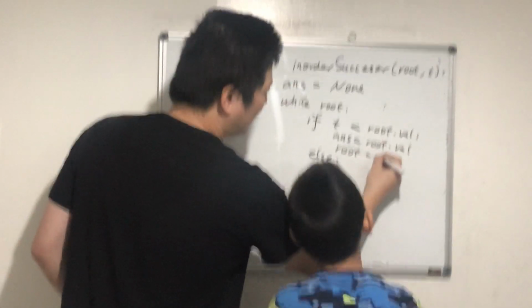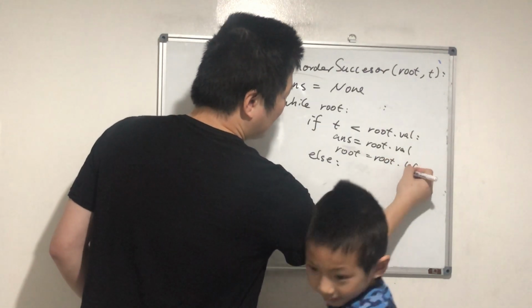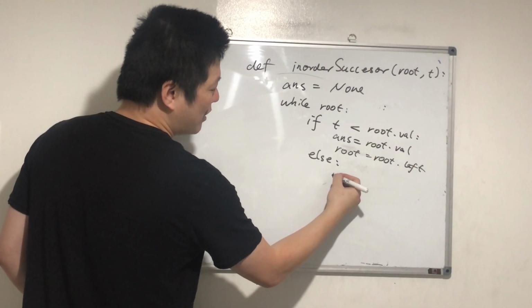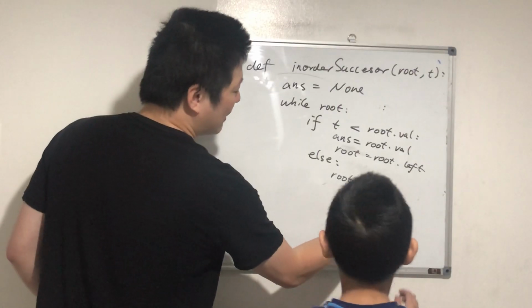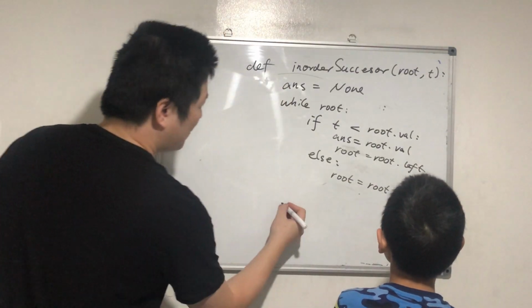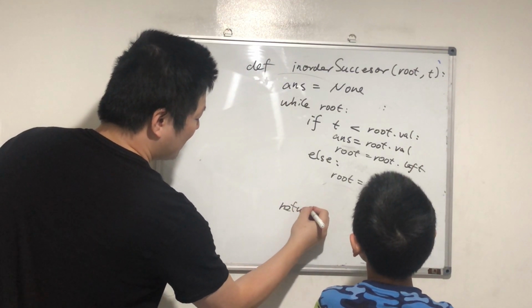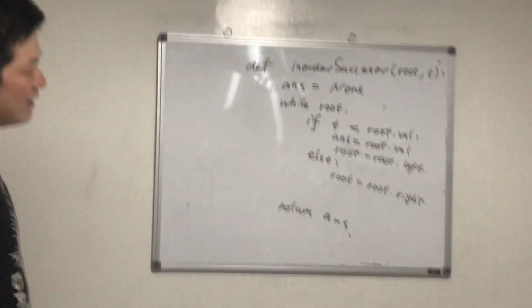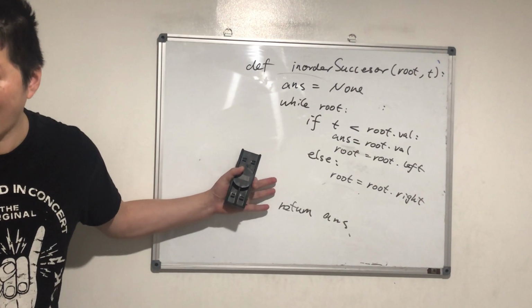Root equals root of left, okay? And then what should I do if it's bigger? If it's not smaller, what should I do? Root equals root of what? Yeah, well done. And then what's missing here? Return what? Answer, well done.